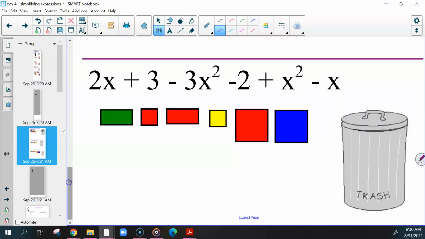The last one on this is the same one we did before. We're just going to do it now algebraically. There are now 3 different types of terms that are like terms. What are some of my like terms?